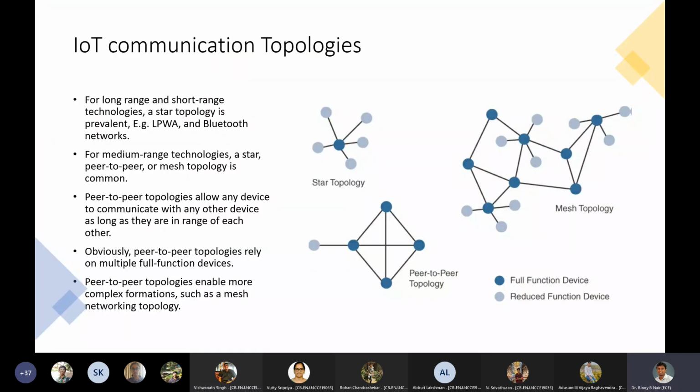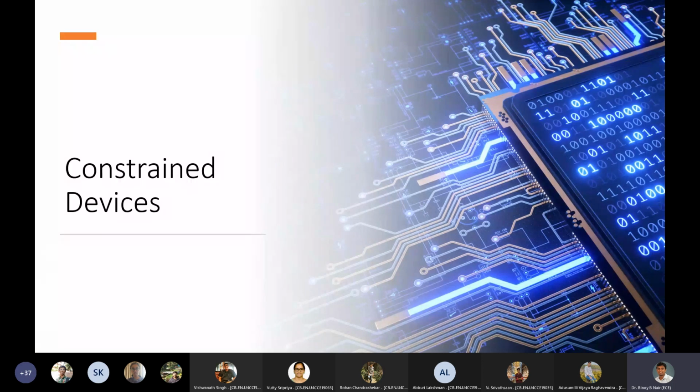So I think we finished. We stopped with IoT communication topologies. Next, we have to look at what is referred to as constrained devices, and we will look at what are constrained networks. These are terminologies which are very commonly used when we design an IoT based system.